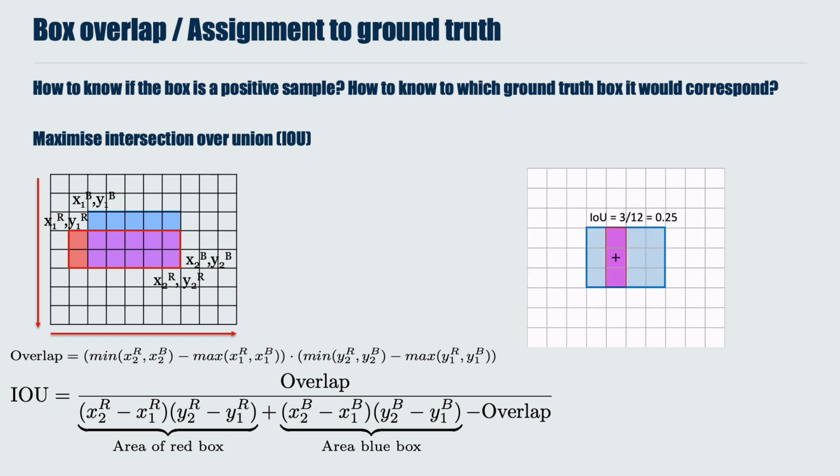So once you have your objects, one thing that is quite important is to be able to assign the different anchors that you have to the associated ground truth element. Because the problem is to know if a box is indeed a positive sample or not, and we need to know to which ground truth box it could correspond. So the idea here is to maximize the intersection over union of the box that you propose compared to the ground truth box.